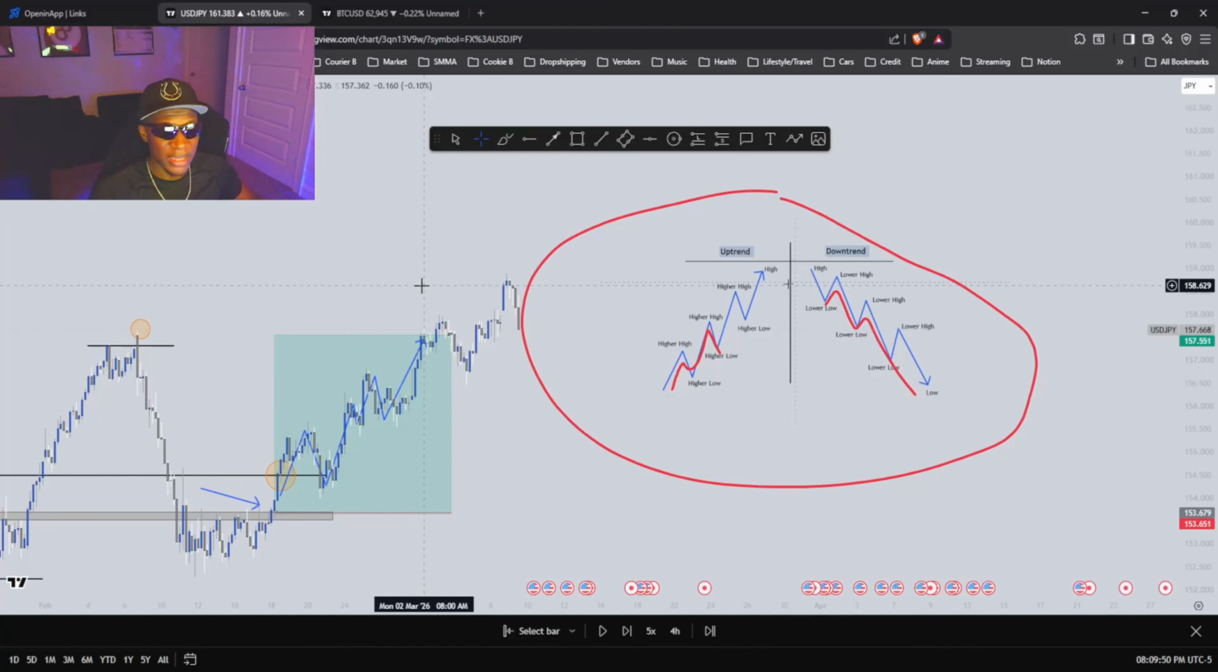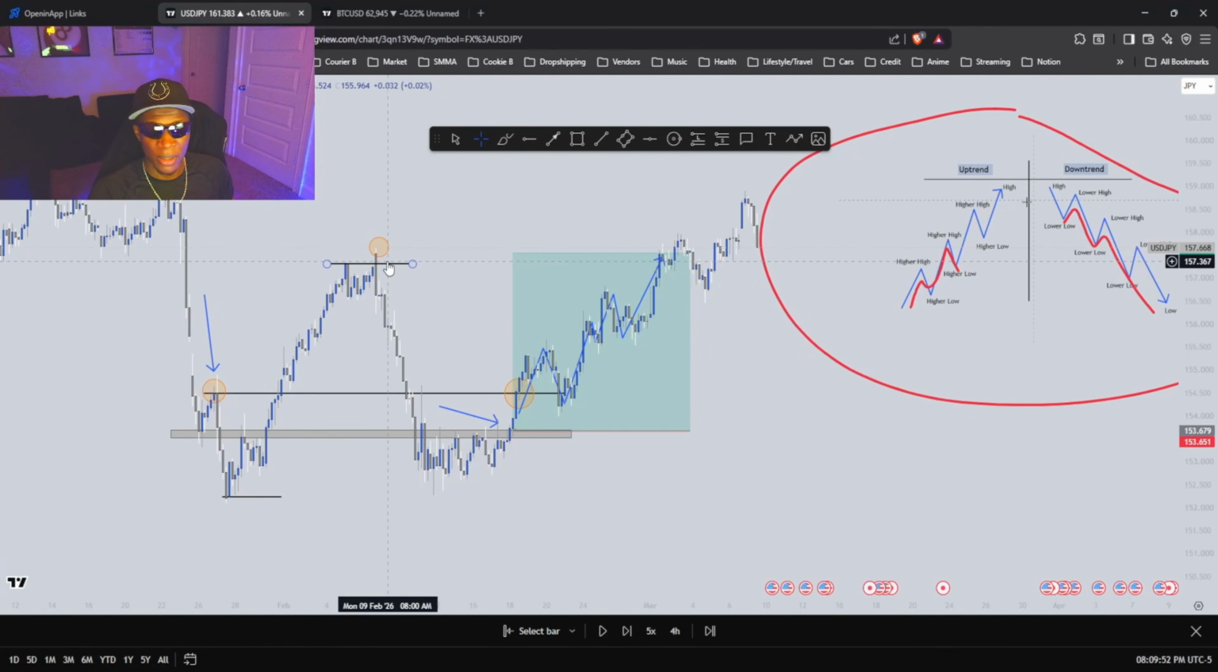But at this point, since price hit our max TP right here, we already took like 95% profit. We're just enjoying the other 5%. So price can do whatever it wants at this point. We're just enjoying the fruits of our labor. You know what I mean?